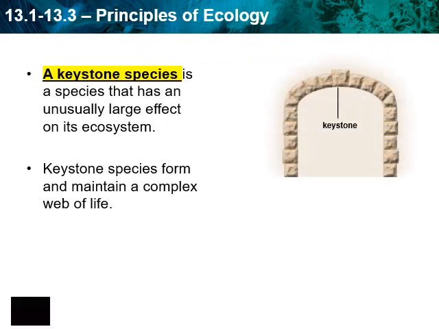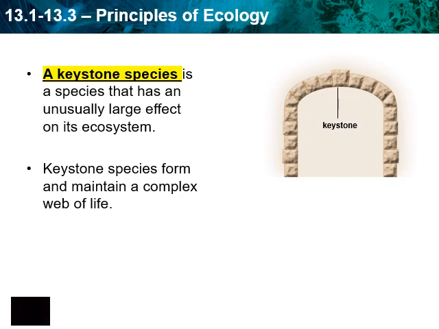When we talk about things in our ecosystem, sometimes we can talk about these things called keystone species. A keystone species is a species that has an unusually large effect on its ecosystems. They help to form and maintain a very complex web of life. And if you remove that keystone species from that ecosystem, it can really be harmful.